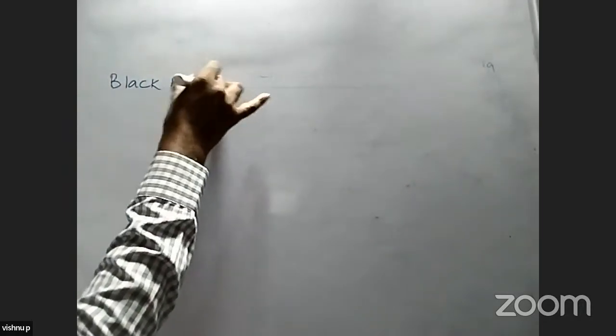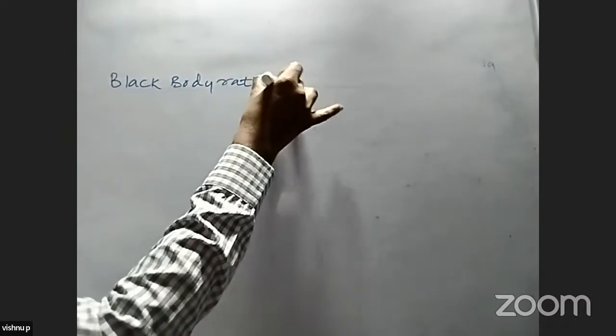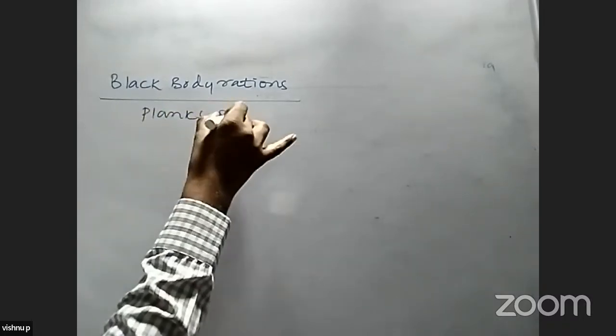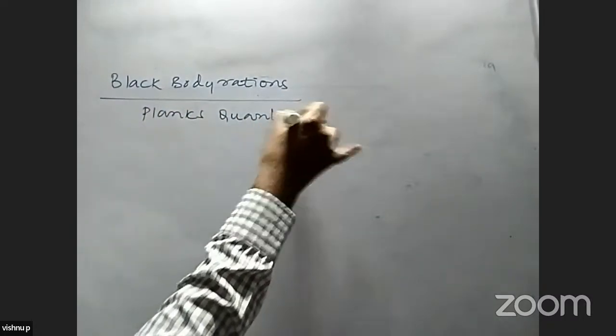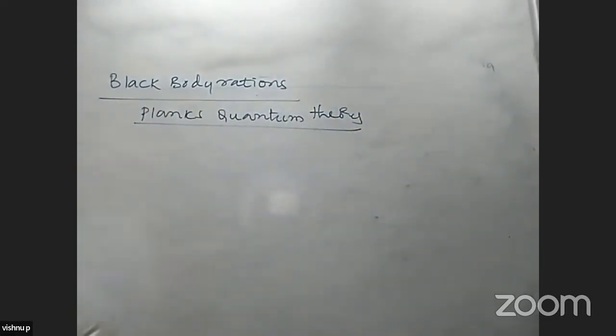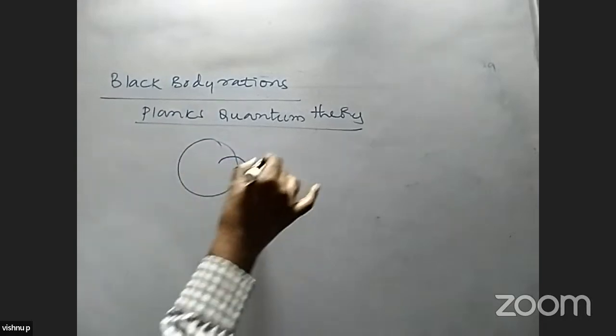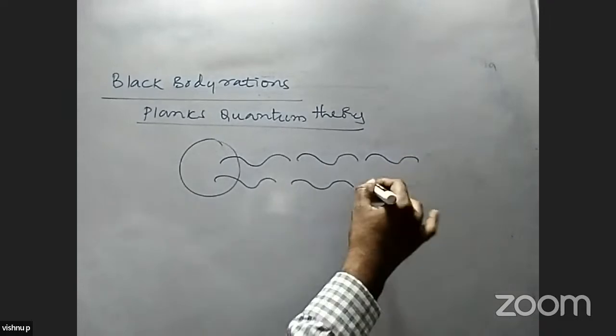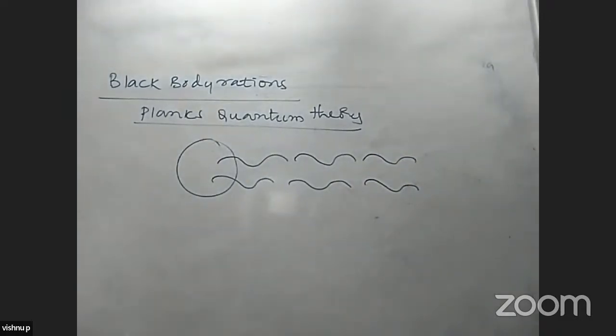After that, to understand the Bohr theory, the next important concept is black body radiation. Black body radiation is explained by Planck's quantum theory. What is Planck's quantum theory? When any black body is heated, radiations are emitted, because a black body is a perfect emitter and perfect absorber of energy.